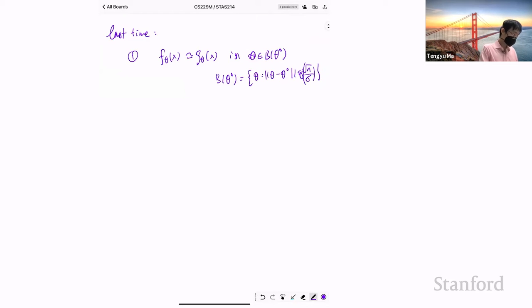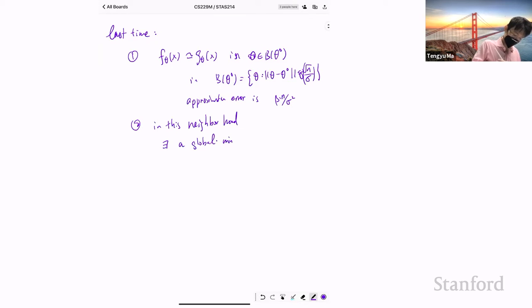I guess you get how well the approximation is. I think the approximation error in this neighborhood is something like beta square root n, beta n over sigma square. Right, that's what we had. And also in this neighborhood, there exists a global minimum with error 0.